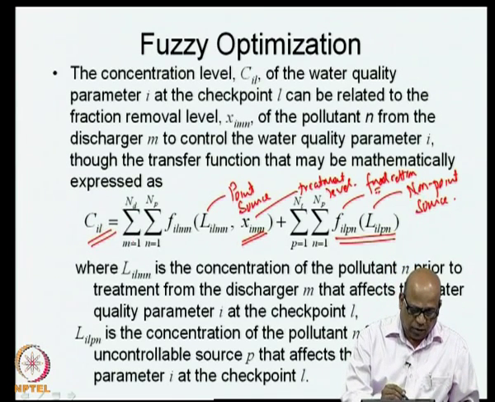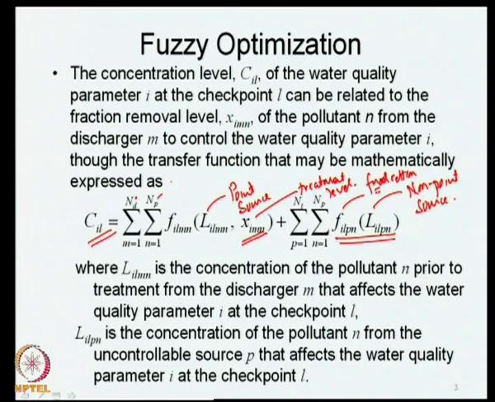Now, these are the number of discharges and these are the number of pollutants. For example, you may have BOD as one of the pollutants, you may have nitrate as another pollutant and so on. So, these are different pollutants. Similarly, here you may have uncontrollable sources, several of them. So, P is equal to 1 to NT is uncontrollable source and N is again the number of pollutants, NP is the number of pollutants.